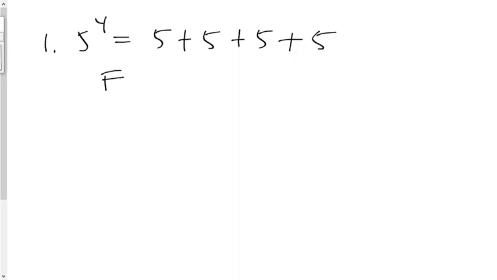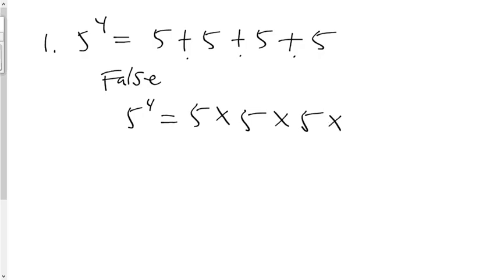Question 1 says 5 to the exponent 4, true or false, is equal to 5 plus 5 plus 5 plus 5. The answer for this, of course, is false. And if you had to say why, it's because powers do not express repeated addition, they express repeated multiplication. That's the reason why.